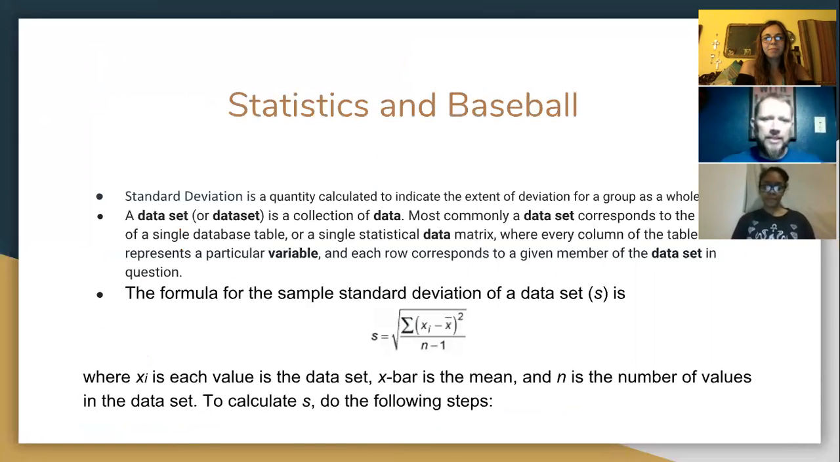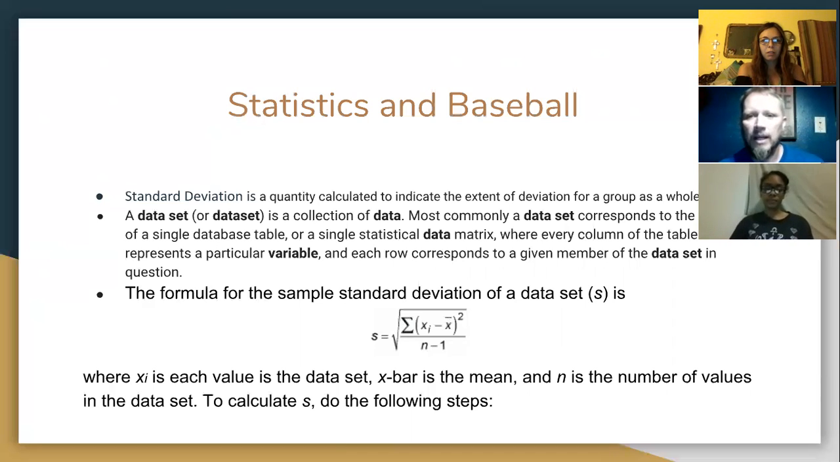Whenever I did this, I wanted to use something that I'm used to, that I used every day when I was younger, and that's baseball, because we use statistics all the time. As you can see, standard deviation is the quantity calculated to indicate the extent of deviation for a group as a whole. For the data sets, I'll be using two: the batting average and the slugging percentage. A data set is a collection of data.